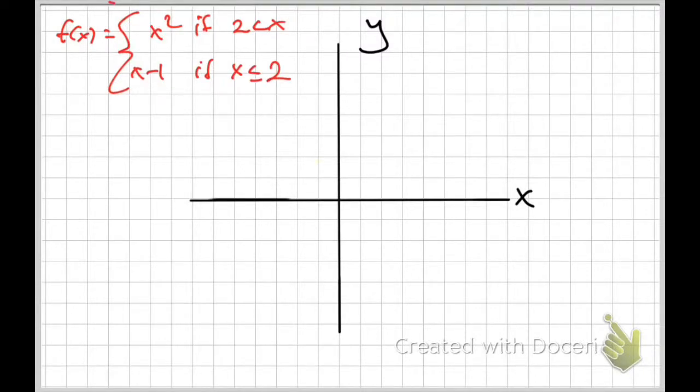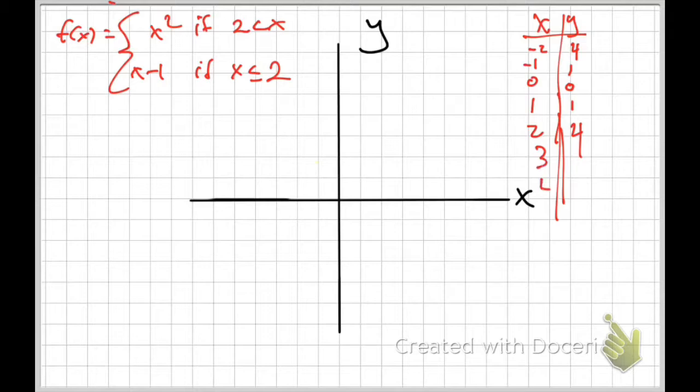So let's start with our first function, x squared. Now typically, using our function x squared, if we looked at an xy table: 0, 1, 2, negative 1, negative 2. So I square negative 2, that gives me 4. Square negative 1, that gives me 1. 0 squared is 0. 1 squared is 1. 2 squared is 4. Let's do a few more: 3, 4. 3 squared is 9. 4 squared is 16. So typically, if I was graphing normally, I graph all those points.